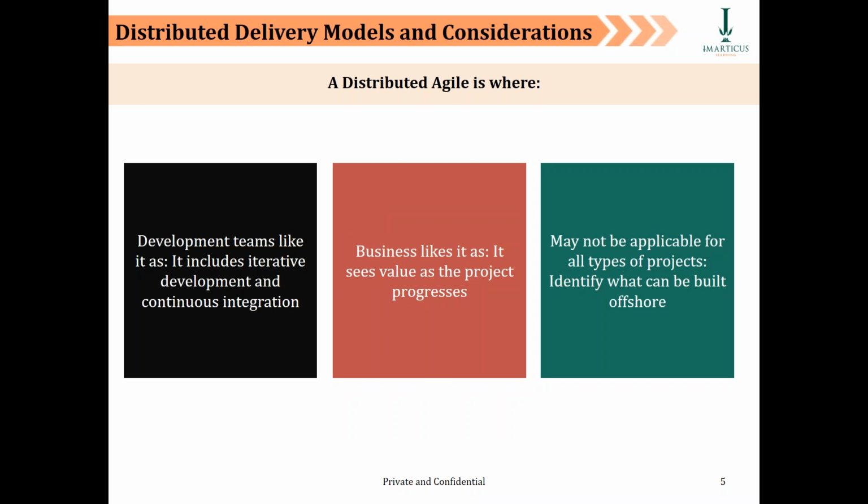So what happens when you say I got a distributed agile? A distributed agile is where, number one, the development teams like it as it includes iterative development and continuous integration. Fine, because that's the standard definition of agile. Second, business likes it as it sees the value as the project progresses. And distributed agile may not be applicable for all types of project, guys.